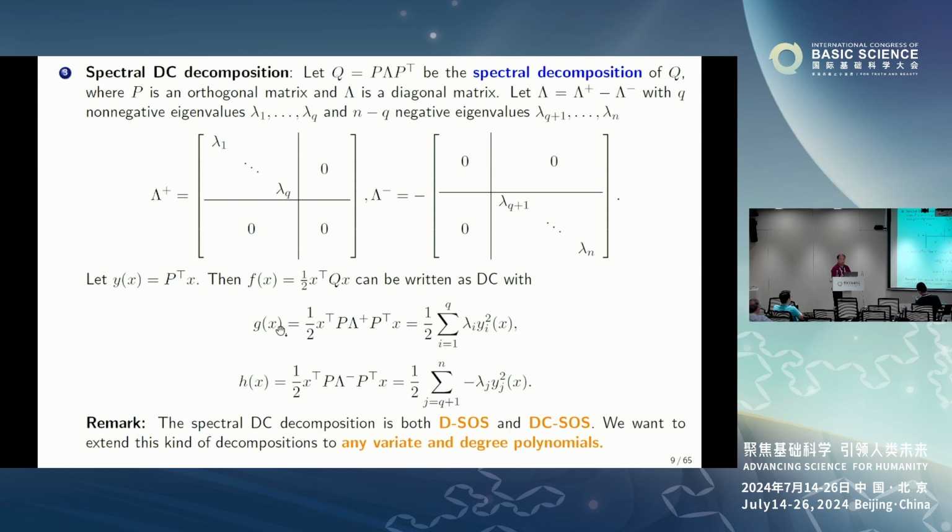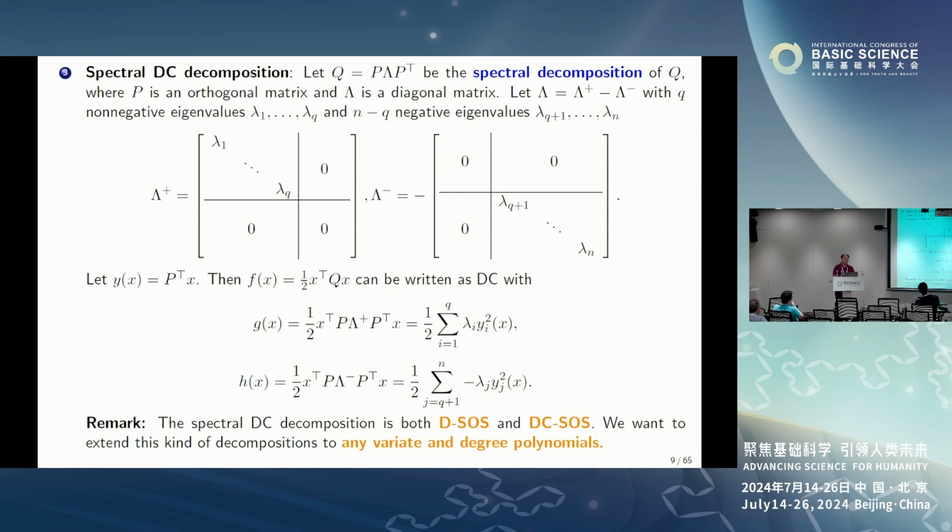Both of them are in fact, if we replace the matrix Q as P lambda P transpose, we can see that it's exactly a sum of squares. So G minus H should be the difference of two sums of squares. So we have a difference of SOS decomposition for a quadratic form.